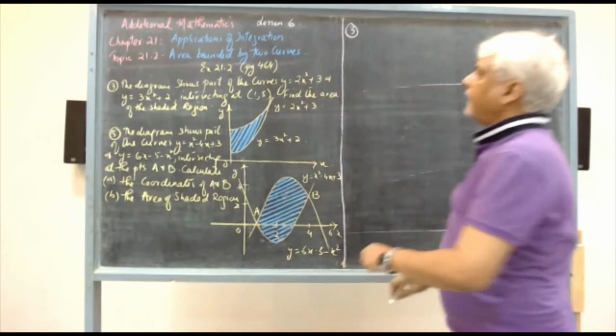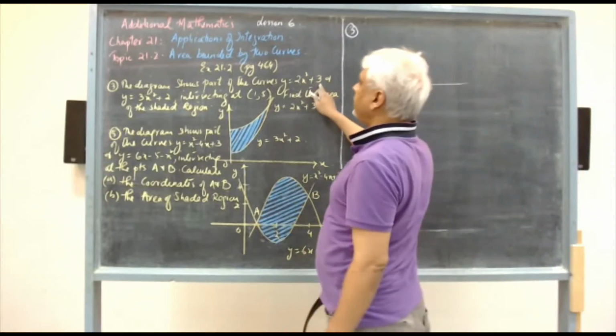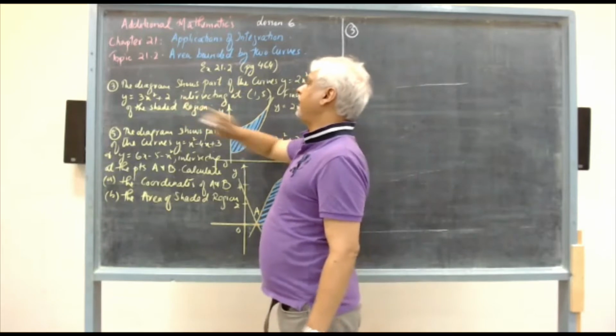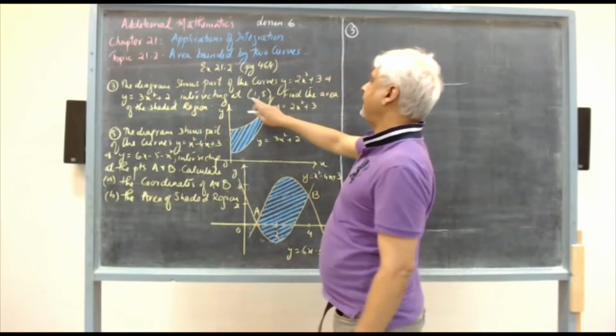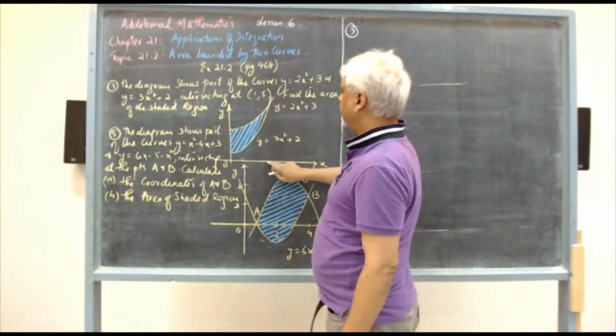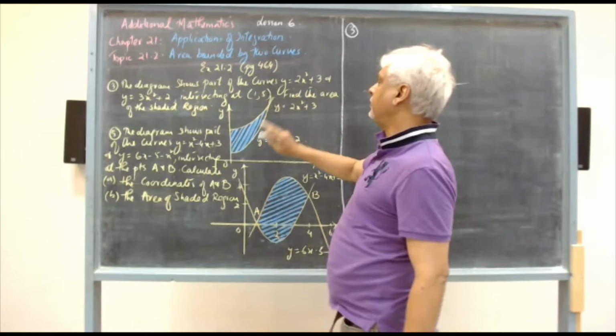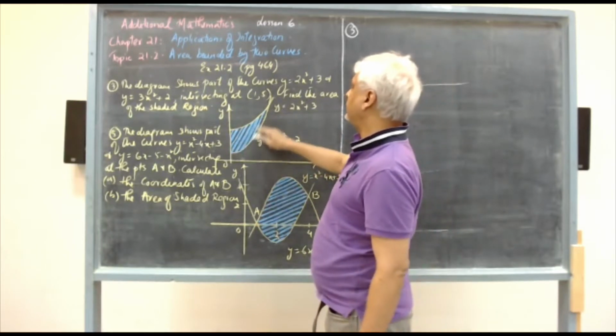The diagram shows part of the curves y equals 2x squared plus 3 and y equals 3x squared plus 2 intersecting at (1, 5). So this is a point of intersection. Over here the x coordinate is 1 and the y is 5. Find the area of the shaded region. We need to find the area of this shaded region.